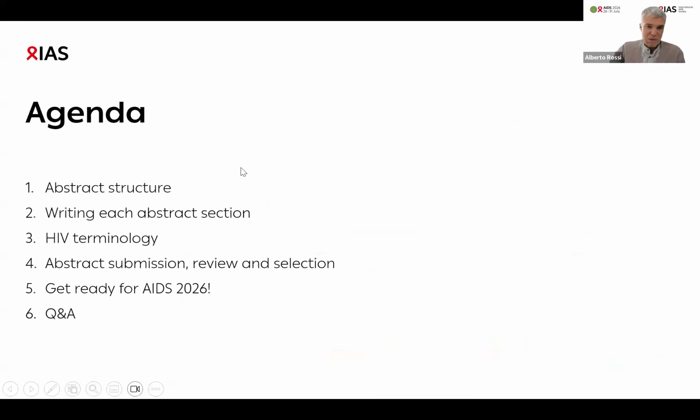All right, so the agenda for today is we're going to briefly introduce the abstract structure, and then we're going to dive deep into each section of the abstract. We're going to provide some guidelines on HIV terminology, and then we're going to review the abstract submission, review, and selection process for any conference, and then more specifically for AIDS 2026. And then, as I mentioned before, there will be a Q&A session at the end.